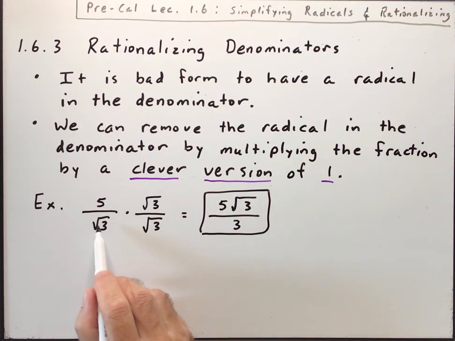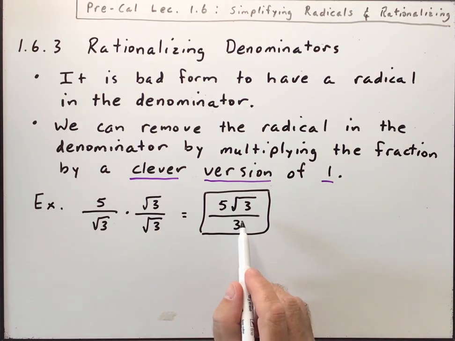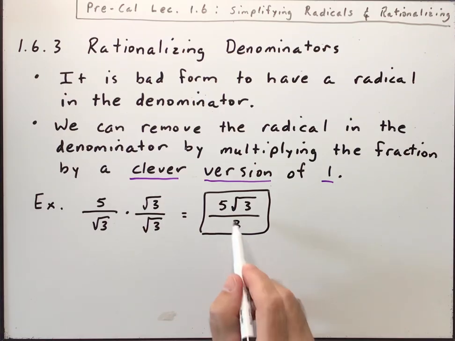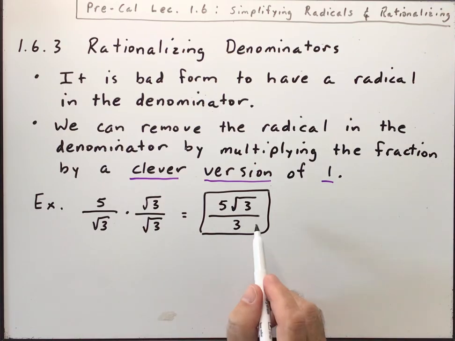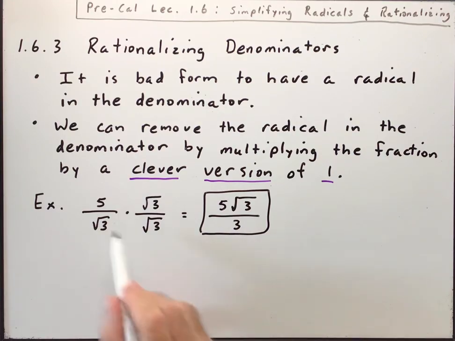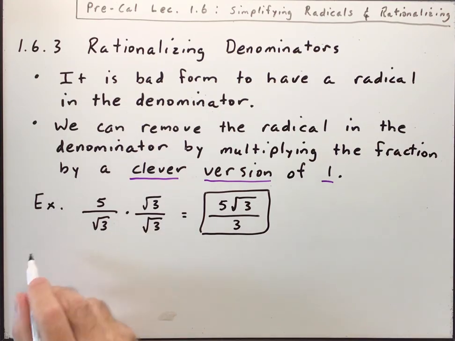They're the exact same number. If you put them in your calculator and get the decimal version, it would be the exact same number, but this is considered better form. Should it be considered better form? In my opinion, no. I'm an engineer, not a mathematician, so I would just leave it like this. However, I have to teach you this.